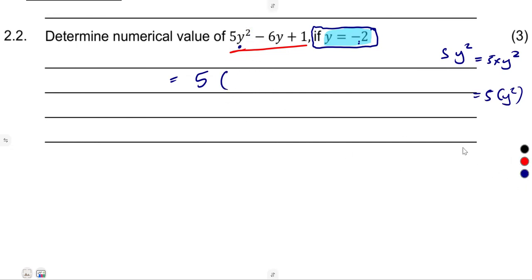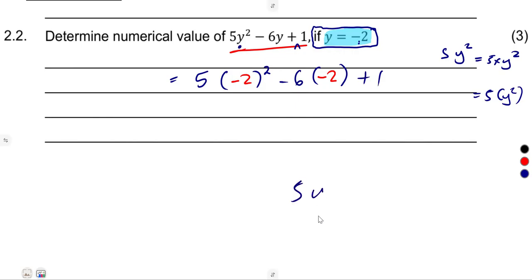The minus 2, which is representing what? The y value. Then we square it. Minus 6 into what? The y value, which is negative 2. As we are given that y is negative 2. Then plus 1. As it is, you substitute where y is, taking note of how it is written there.